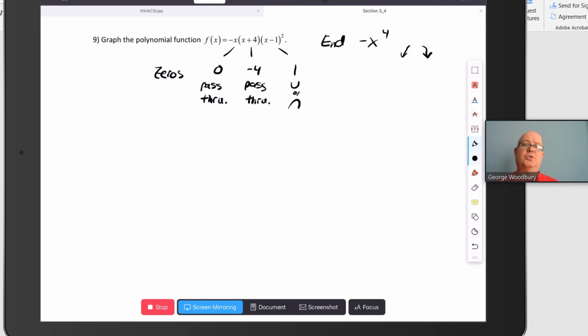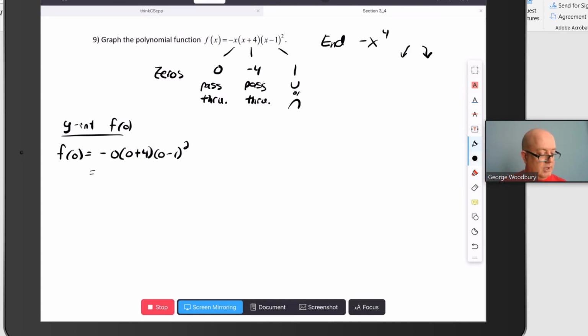We've got the three zeros. We should get the y-intercept. And again, that's f of 0. So f of 0 equals -0 times 0 plus 4, not squared, times 0 minus 1 squared. That's going to end up equaling 0. When 0 is one of your roots, when 0 is one of your zeros, then the y-intercept is also going to be at the origin. This would have been -0 times 4 times -1 squared, but because we're multiplying by 0, that just equals 0.